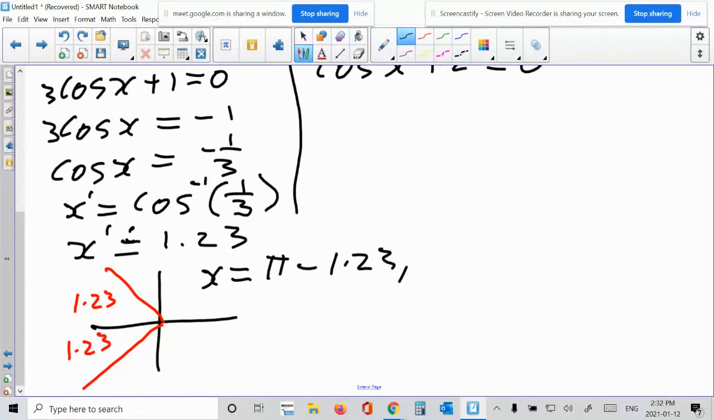But before that, Krisania was right about the third quadrant. It would be pi plus 1.23. So the one in the second quadrant will be pi minus, the one in the third quadrant will be pi plus, right? Where pi going back and pi going further forward. So those answers will be approximate answers for this question.